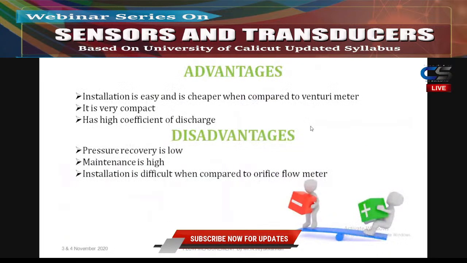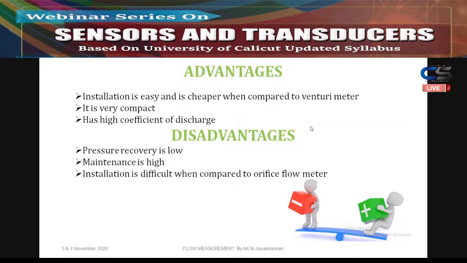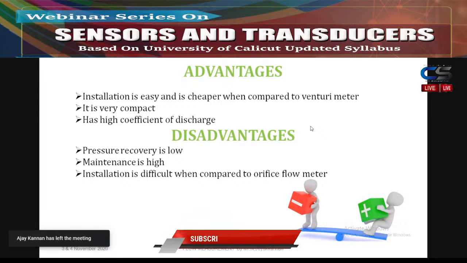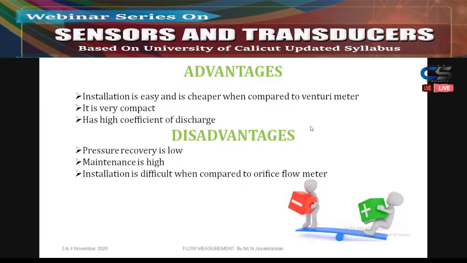The next one is advantages. The advantage of the flapper nozzle system is that its installation is very easy compared to the venturimeter, because the venturimeter requires more piping arrangement. As in the construction, we have seen that there will be one inlet pipe and one outlet pipe. If you want to measure pressure between inlet and outlet, we have two different setups. For the inlet, a separate setup will be needed, and for the outlet, we require a separate setup. But in the case of the flapper nozzle system, only one setup is required. So installation is very easy and it is very cheap.